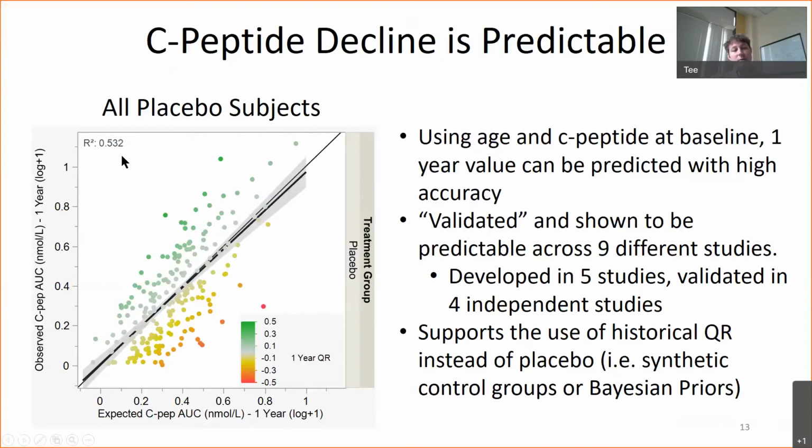And here you can see an R-squared value of about 0.53. It's important to point out that this QR model was developed on 5 of the studies shown, but then it independently validates in 4 studies. And I think this really supports the use of a historical QR instead of placebo subjects or synthetic control groups or using Bayesian priors, etc.